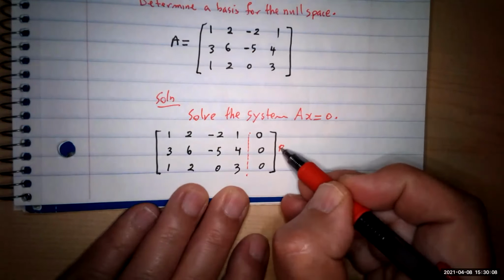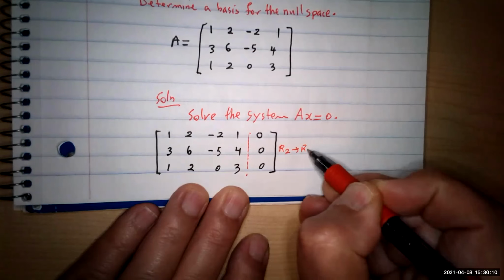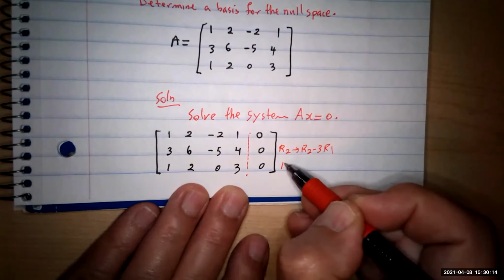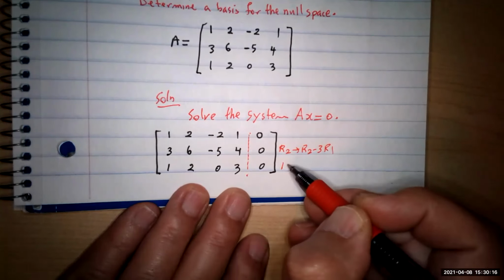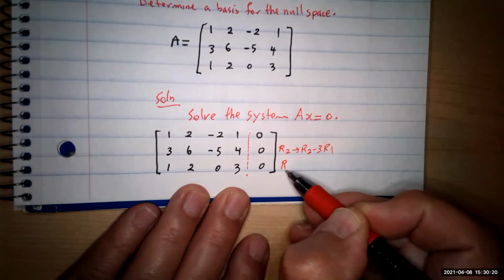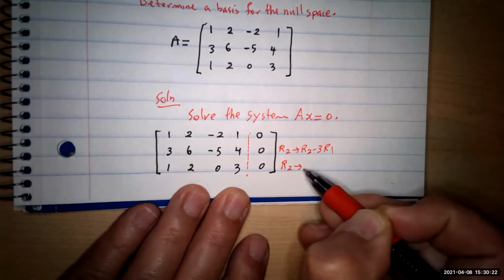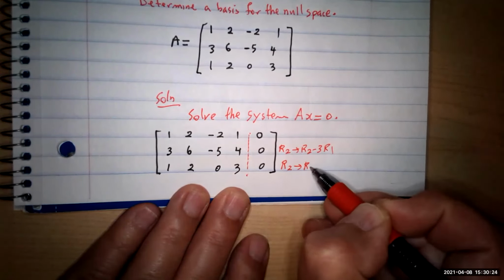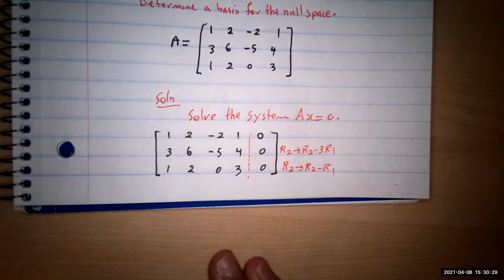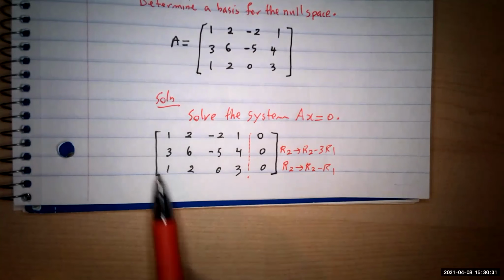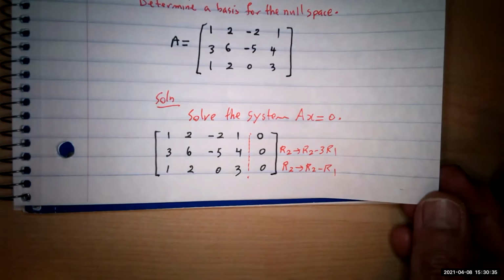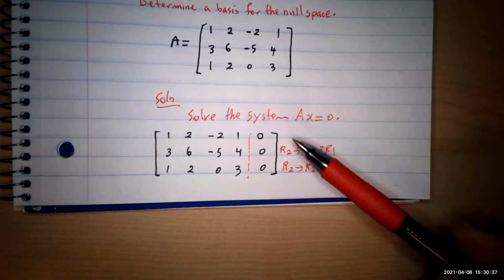So this is R2, you change the R2 into the R2 minus 3R1. And for this one, you just add them together. Okay, so this is going to be what? This is going to be R2. You change it to the R2 minus R1. Quickly, you change this one to get these zeros. Okay, so you know, that's clear.